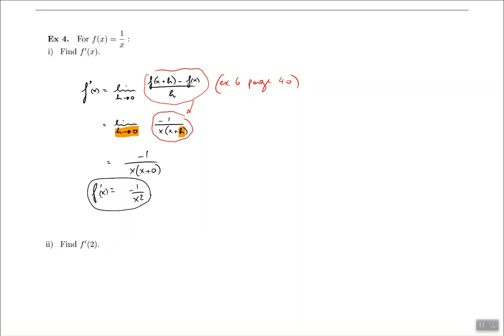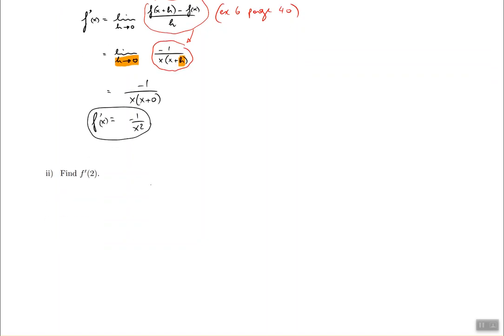So the point is, if you have old results that you can use, you should not do the work twice, right? If you already have done 1 over x, you should take advantage of it and just use it to find the derivative. And part 2 of the problem says, find f prime of 2.